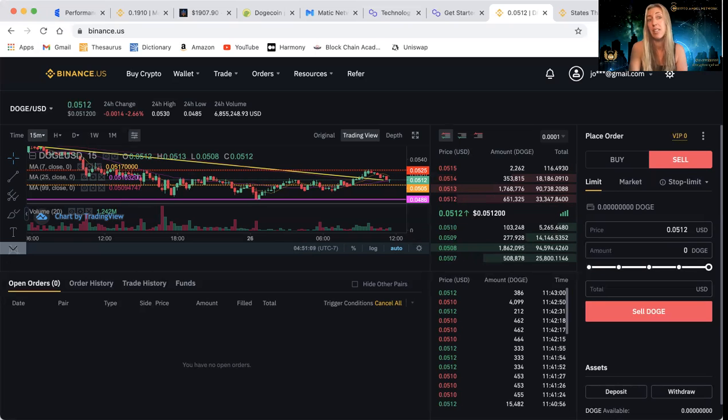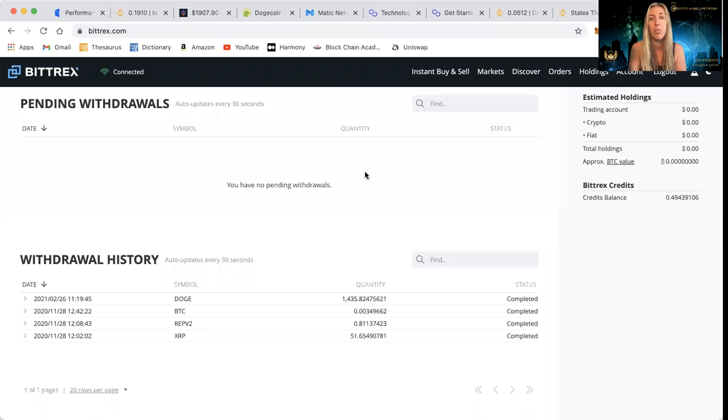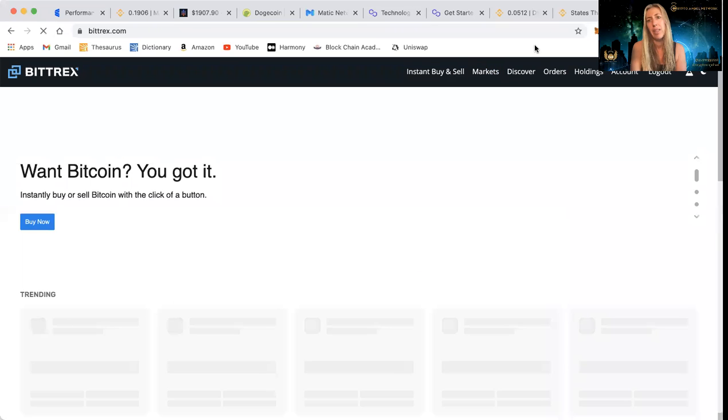I love Binance. I wish I could still use Binance even more than Binance US. It has even more features. But I just want to show you in terms of the markets with Bittrex. Bittrex is an exchange that's been around for a while.